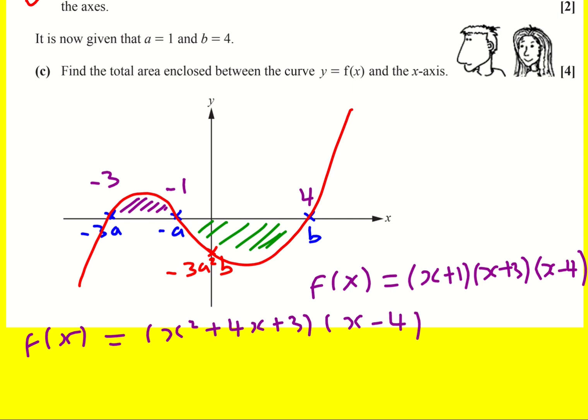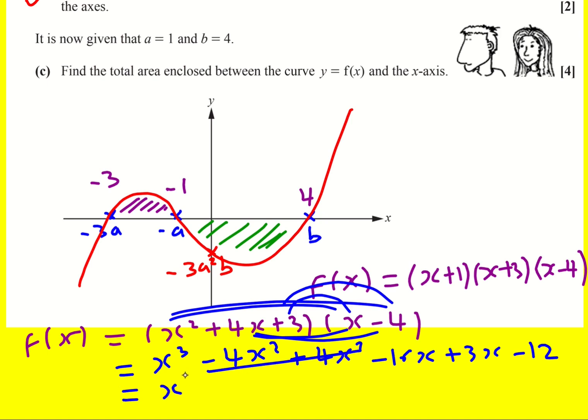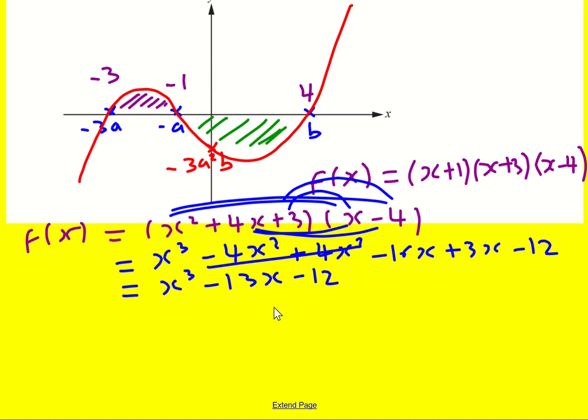Okay, and now I'm going to multiply 3 by the x squared. You don't have to do it this way. There's lots of different ways you can do it, in fact. Then I'll get 4x plus 4x squared minus 16x. And finally, I've got to deal with the 3. Now these two cancel. So I'm left with x cubed minus 13x minus 12. So that's what I need to integrate.